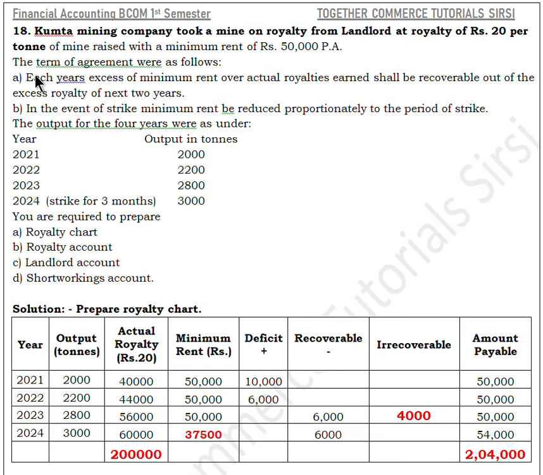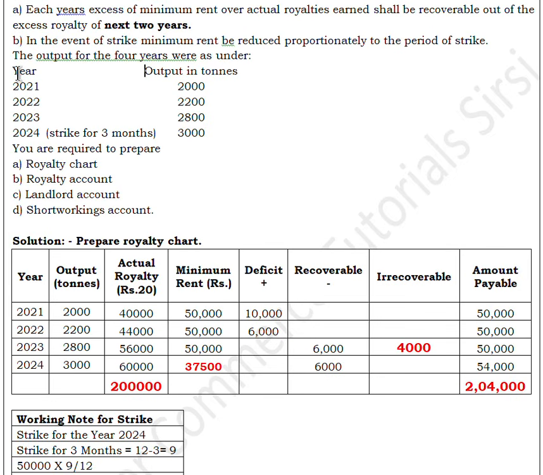So the terms are as follows. The recoupment time will be for the next 2 years. Out of this sentence, this point is important. That is, the recoupment time or the recoverable period is for the next 2 years. This is the year and this is the output. So in the year section, if you observe, there is a strike mentioned which is for the year 2024. So this point is what makes the question much more important.